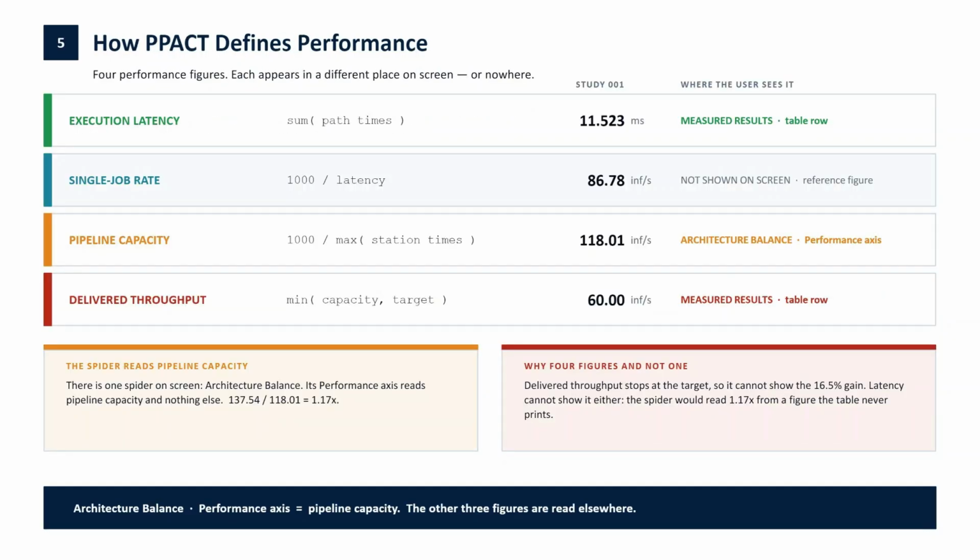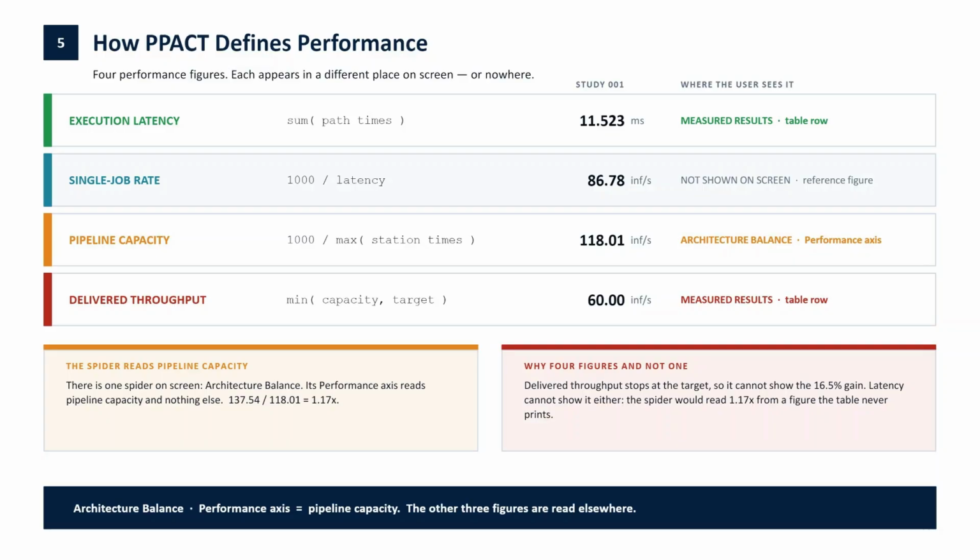This page explains why PPACT Studio does not reduce performance to a single metric. Execution latency is the time required for one job to travel through the complete system path. In Study 001, the starting point execution latency is 11.523 milliseconds. Single job rate is the inverse of that latency. It expresses the same single job behavior as a rate, which is 86.78 jobs per second. It should not be interpreted as an independent measure of concurrent processing capability.